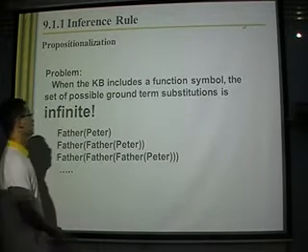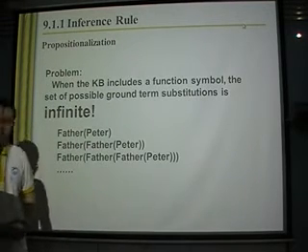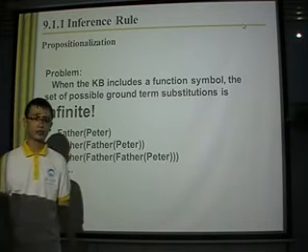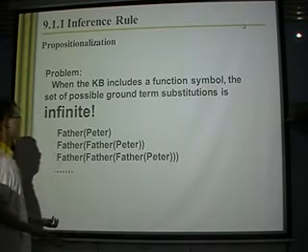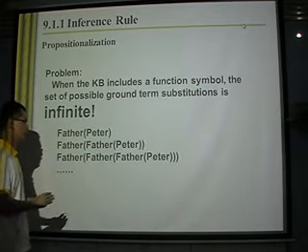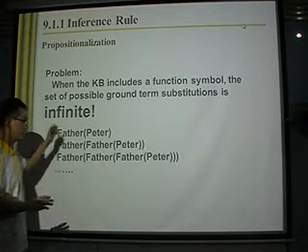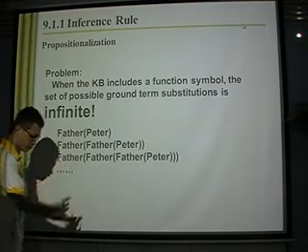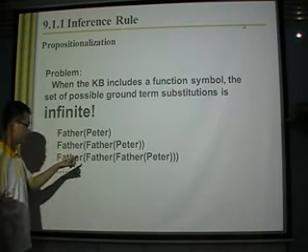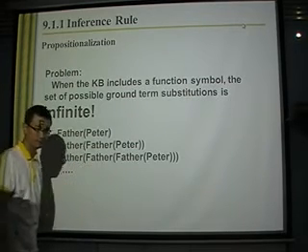But the problem is, if the knowledge base contains function symbols, the number of ground terms may be infinite. For example, if we have a function symbol Father(x), which means the father of x, we can generate an infinite number of terms in this way. The father of Peter, the grandfather of Peter, the great-grandfather of Peter, etc. There is no end.